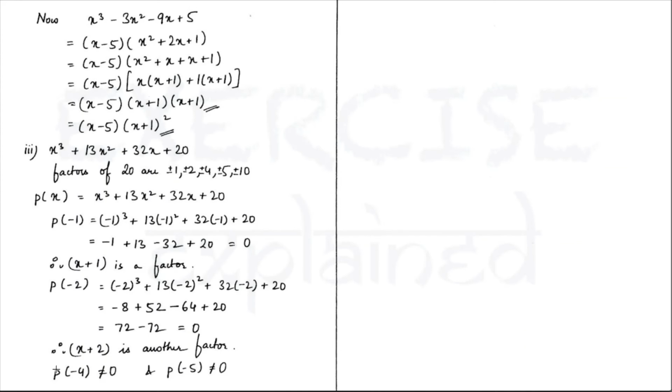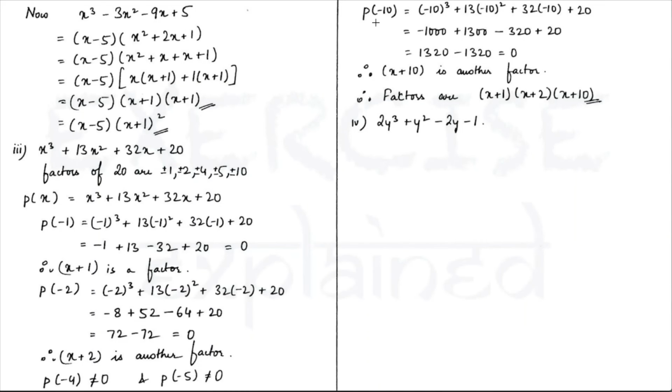Here I tried p of minus 4, which is not coming as 0, and p of minus 5 is also not coming as 0. So I tried with minus 10, and for p of minus 10 I get minus 10 cube plus 13 into minus 10 square plus 32 into minus 10 plus 20. So minus 10 cube I get as minus 1000, minus 10 square is 100, so 13 into 100 gives us 1300, and here 32 into 10 gives us 320, and we have a minus sign, so minus 320, and plus 20 is written as it is.